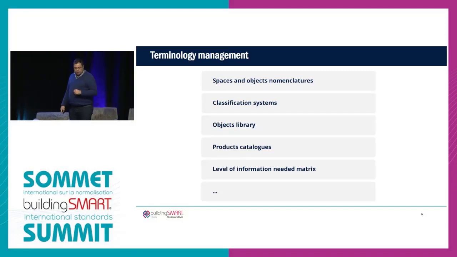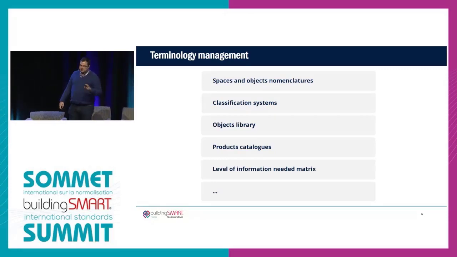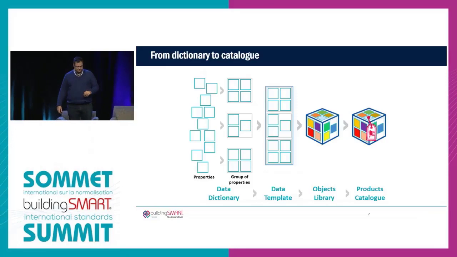On a project, you also have an object library, product catalogs, and sometimes you can find what I call a level of information needed matrix. It's a big Excel sheet with a lot of information on it to define every piece of information needed in each phase. It's quite complicated to use, but sometimes you can find it on a project.